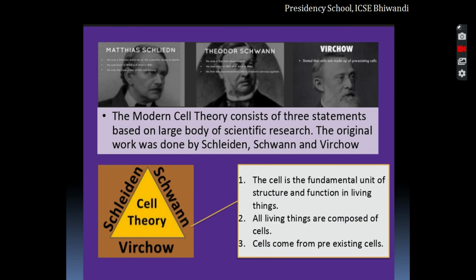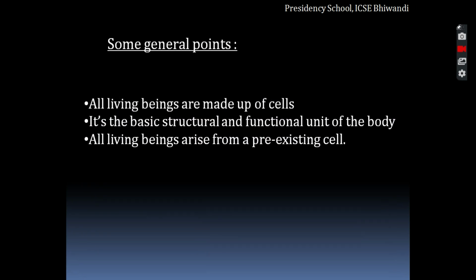The modern cell theory consists of three statements about the cell. The cell is the fundamental unit of life, and all living beings are made up of cells. All living beings, and all cells, arise from pre-existing cells.